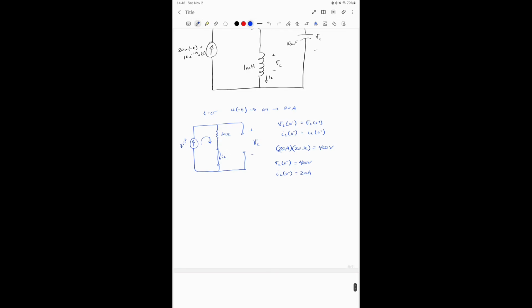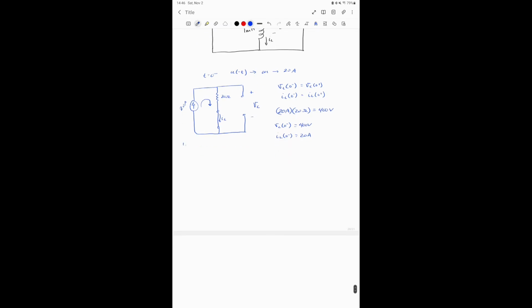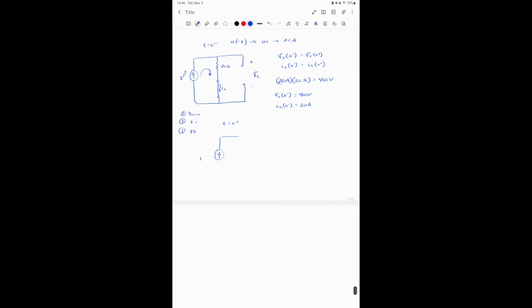So now we're going to do our t of 0 plus so that we can derive our differential equation. If we remember from the last video, your first step is to derive, your second step is zero input, and your third step is zero state. So the first thing we want to do is derive this equation at time t greater than 0, so t equals 0 plus. Now we're going to change our source. The source is not going to be 20 amps anymore. Now it's going to be 10e to the negative 10t amps.